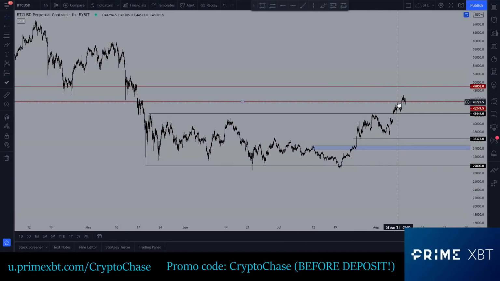We broke out of the range. We pushed straight through the void. We're now attempting to flip this level. It's not looking the best just yet, to be honest, but we'll see. And if it can push it, then once again, straight through the void, straight to about 49K.